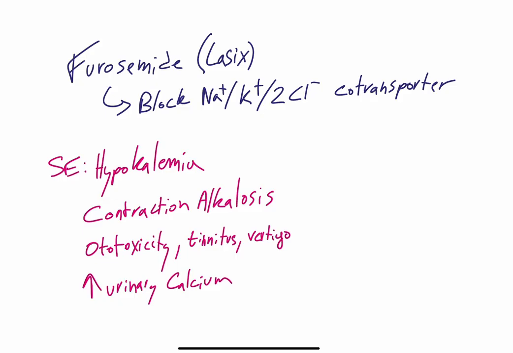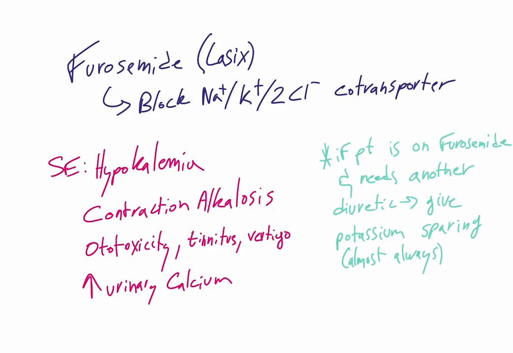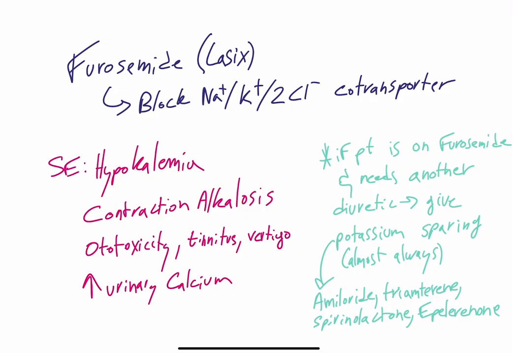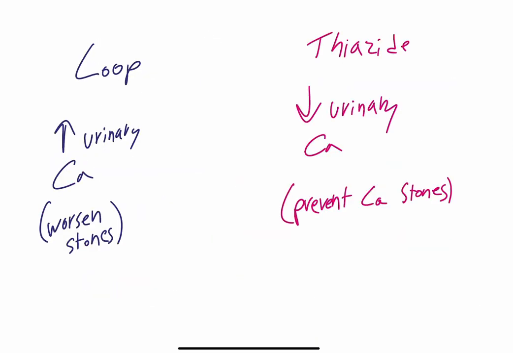If a patient's already using furosemide and needs another diuretic, almost always you have to give the additional potassium-sparing diuretic like amiloride, triamterene, spironolactone, eplerenone. Do not pick a thiazide because they also lower potassium. Now, in terms of comparing and contrasting loop versus thiazides on calcium, loop diuretics increase urinary calcium, which can worsen stones. Thiazides decrease urinary calcium, and can be used to prevent said stones.